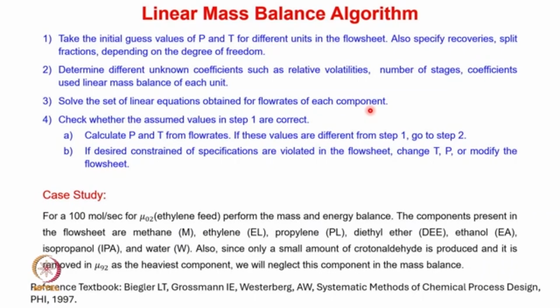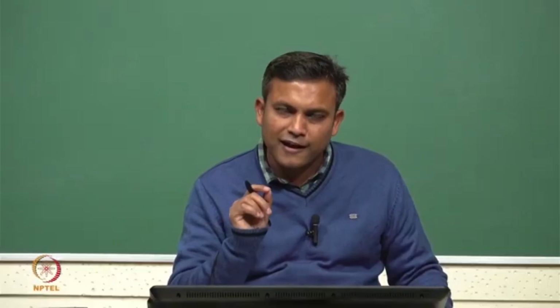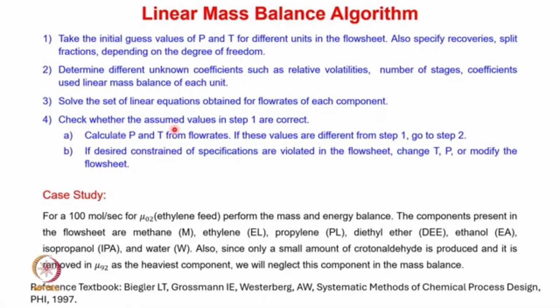Once the flow rate of each of the components are obtained, then we have to check whether the assumed values of temperature, pressure and the split fractions are actually satisfying these or not. So based on this flow rate, we again calculate pressure and temperatures, and if these values are different from step 1 which we have assumed, then we have to go back to step 2 and do all the calculations again.